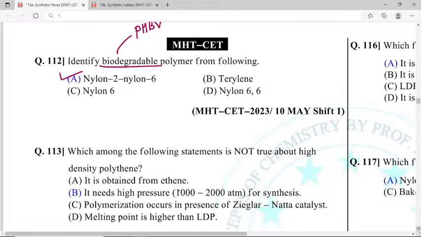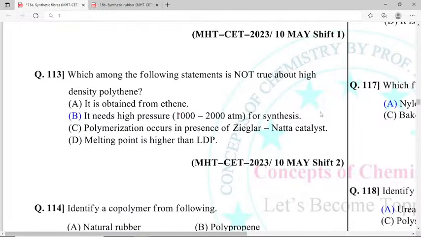Which among the following statements is not true about high density polythene? It is obtained from ethene, correct. It needs high pressure. No, it does not require high pressure. It requires low pressure. So this is your answer actually. Not true. Polymerization occurs in presence of Ziegler-Natta catalyst, correct. Melting point higher than low density, yes, it is again correct. So which among the following statements is not true?